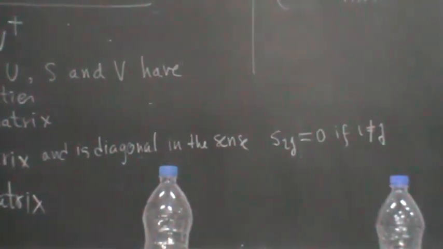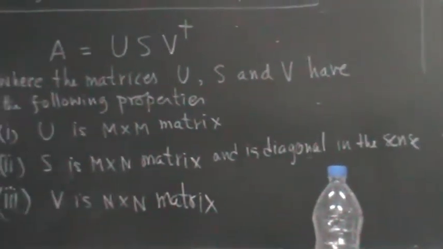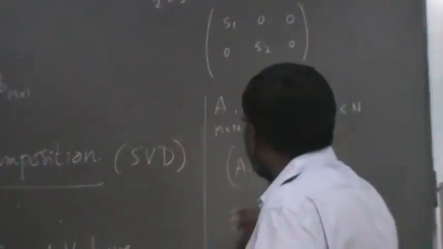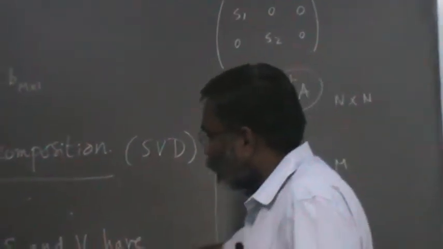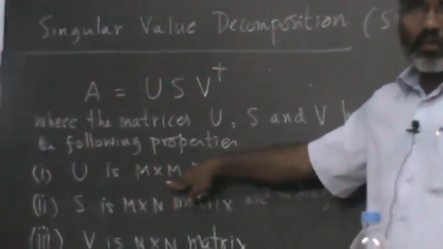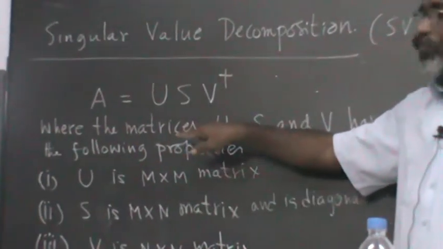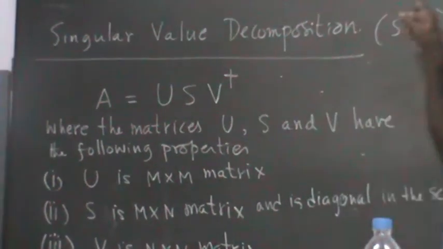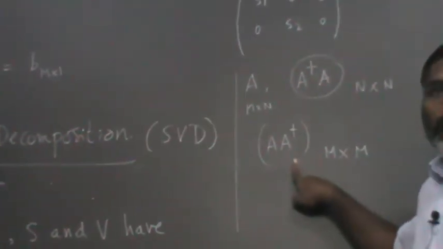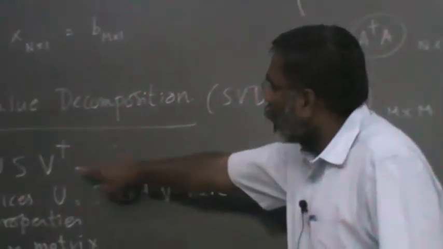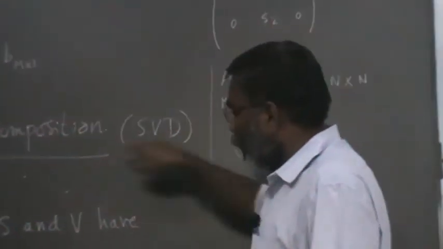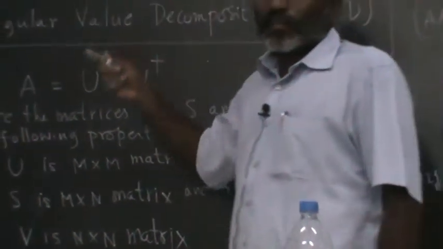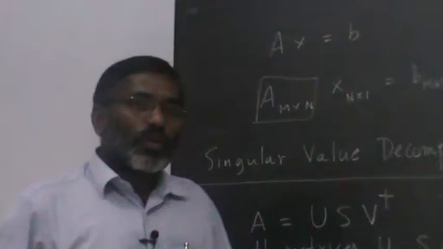So you can argue from here that, since U is an M by M matrix and V is an N by N matrix, the columns of U are eigenvectors of A A dagger, and the columns of V are eigenvectors of A dagger A. So it's exactly like diagonalization.